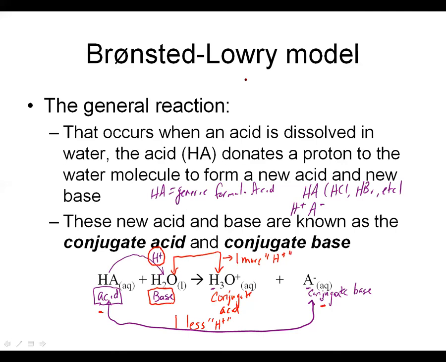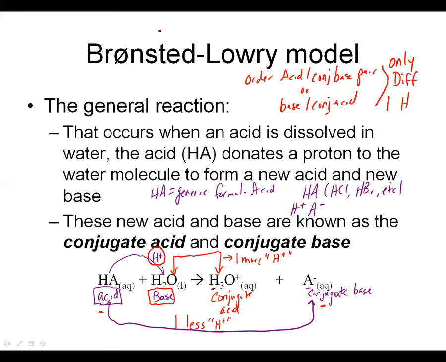In order for something to be an acid-conjugate base pair, or the opposite, a base-conjugate acid pair, the only difference that can be there between those two things is 1 H plus. So it has to be only a difference of 1 H plus.